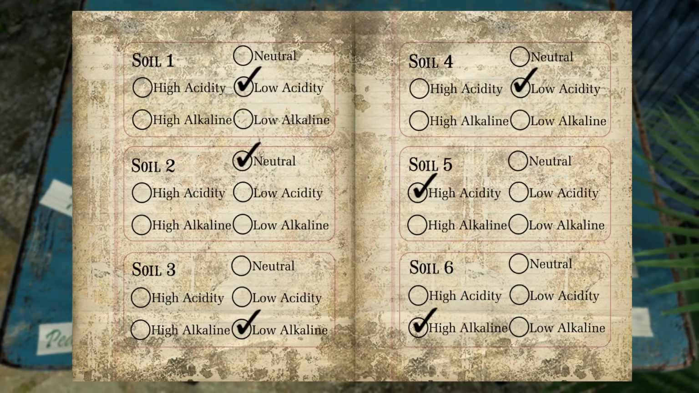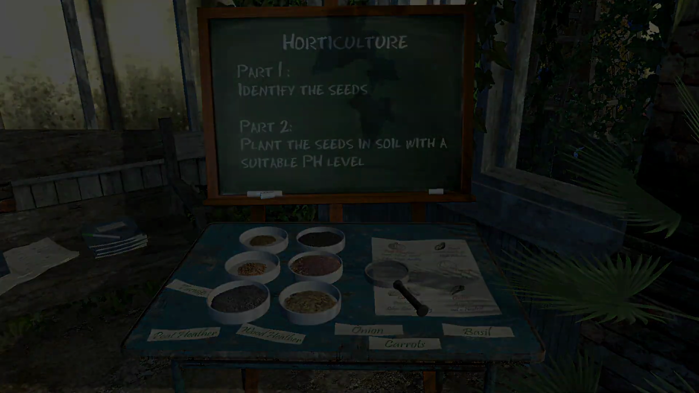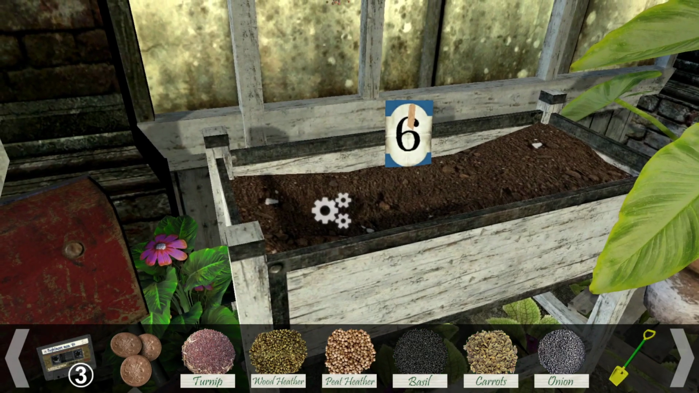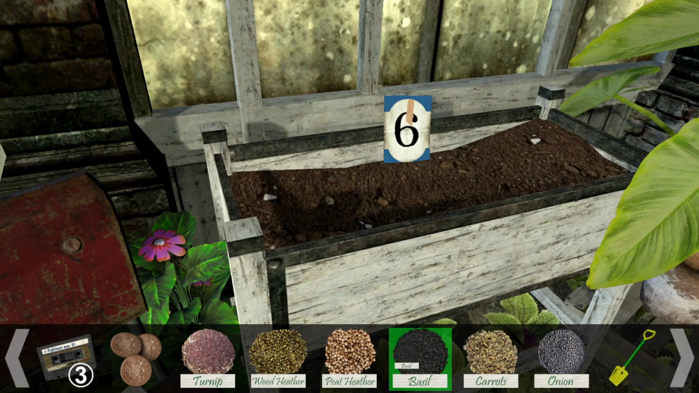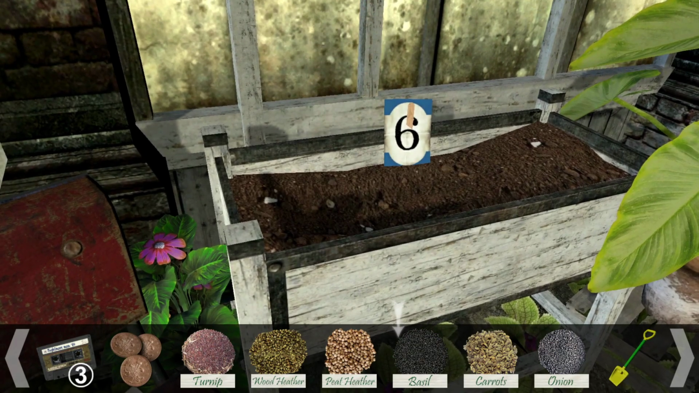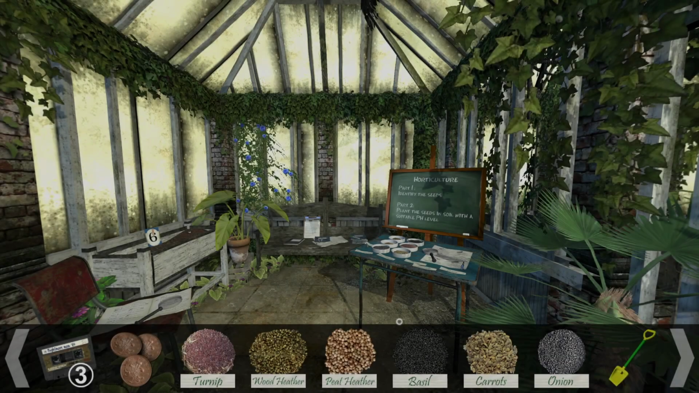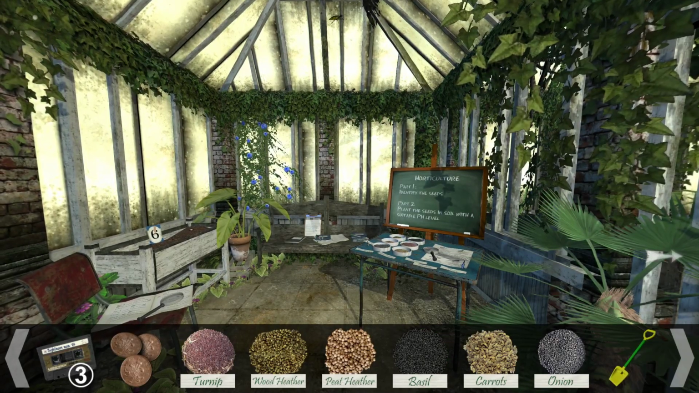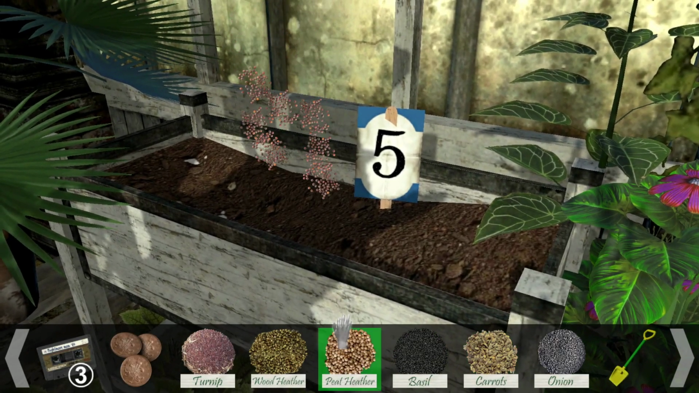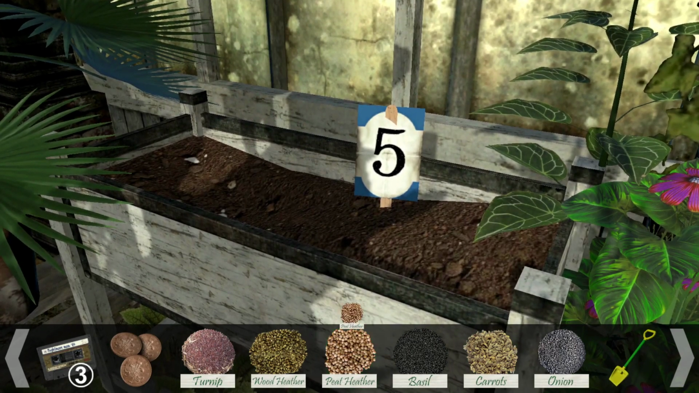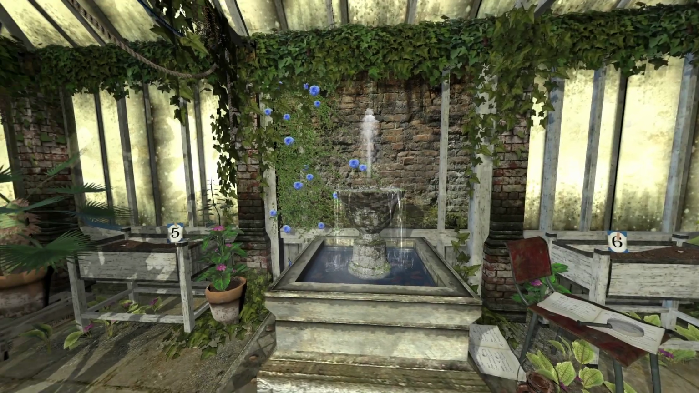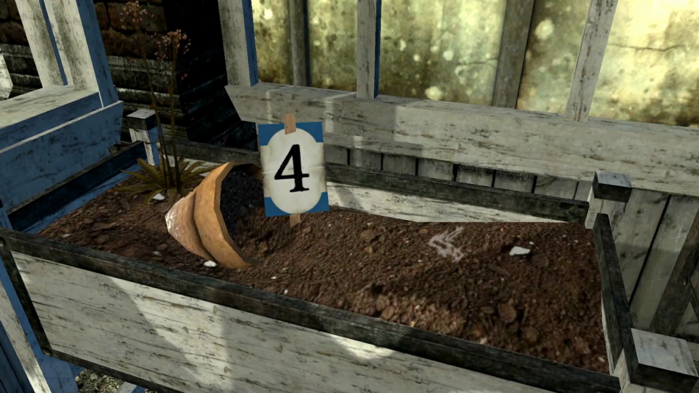Okay, so throw some few more seeds in those and see what happens. 6, we got basil. Turnip is 3. Actually, just go by numbers. So 5 is peat heather. Maybe I don't have to do this. I don't feel like I need to do this more than once. I'll do it anyway, just in case.